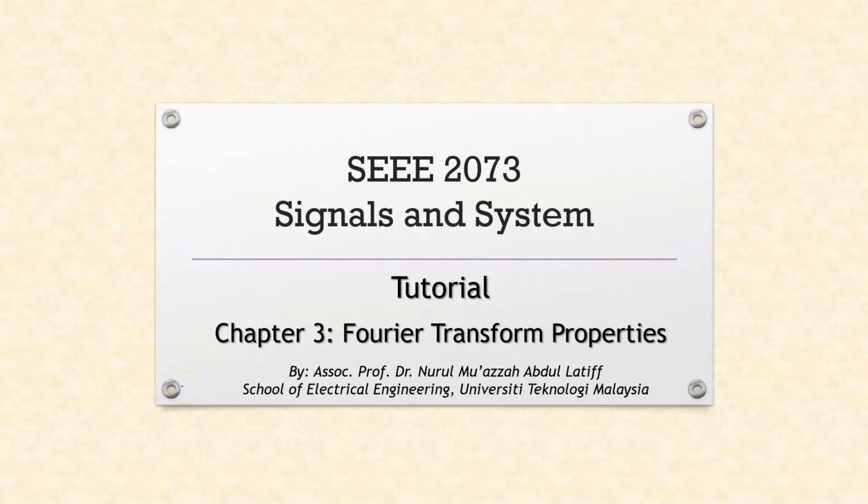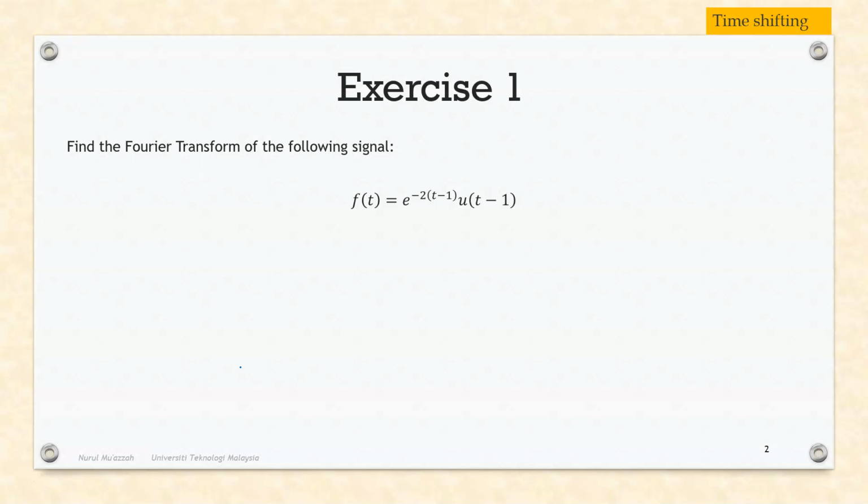Hi everyone, for this video I'm going to show you some examples on how to use the Fourier Transform properties based on the table given in the list of formulas. Find the Fourier transform of the following signal, given that f(t) is equal to e^(-2(t-1)) multiplied by the unit step function u(t-1).